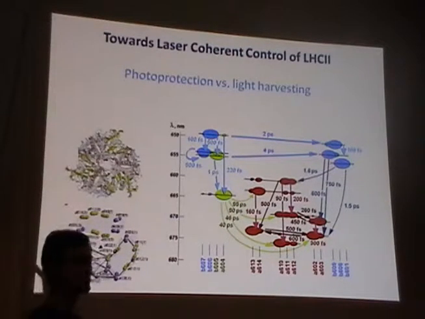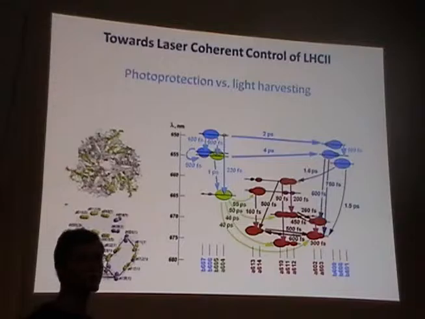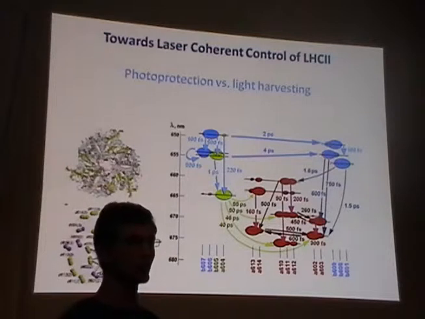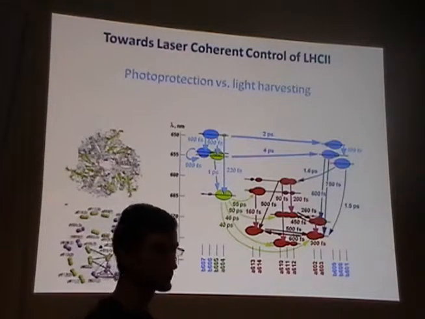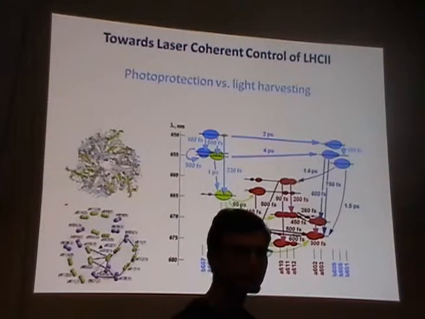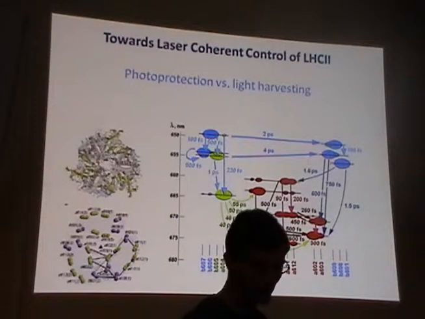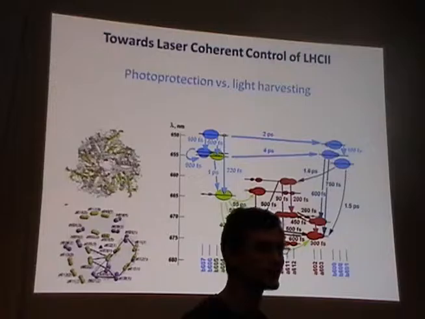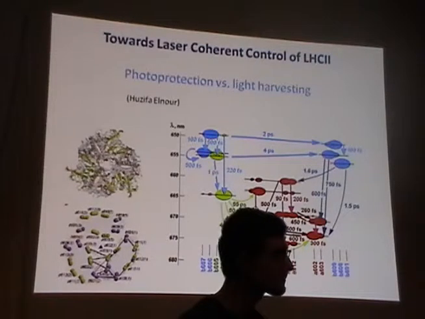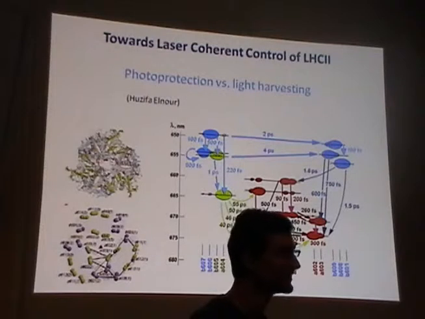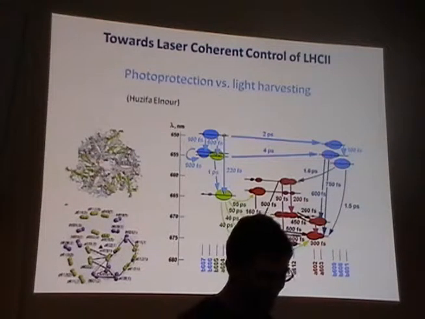So if you have very efficient light harvesting, it means that most of the excitation will end up here. But with photoprotection, it can be somewhere along the way that the energy is trapped and it doesn't reach the lowest excited state. So can these different decay channels then also be manipulated and controlled? So can light harvesting be controlled? That's the big question. And one of my PhD students is working on this project.